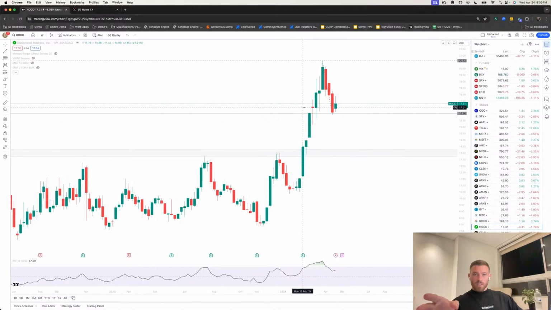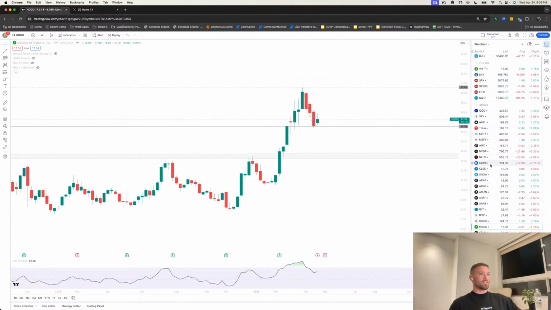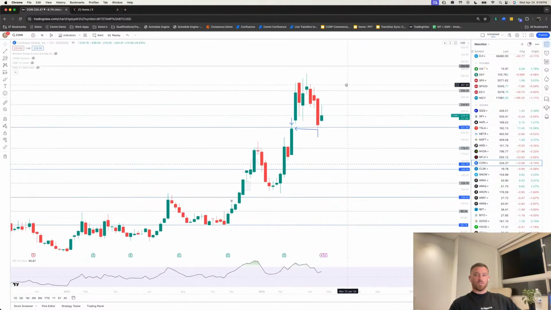Obviously, not investment advice. Do your own research on this. This is just telling y'all what I'm doing. So Robinhood, this is something I'm looking at. That and Coinbase. Those are two things that really got my eye right now in those current investments.